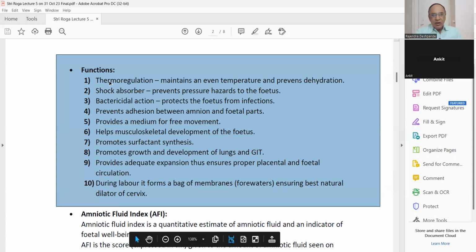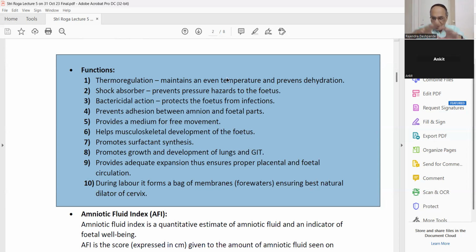First function is thermoregulation. Thermo means temperature. The amniotic fluid maintains even temperature around the baby and prevents dehydration. Baby is swimming. I am telling you, baby is swimming in the amniotic fluid. So there will not be any dehydration and proper temperature will be maintained, not too much heat.